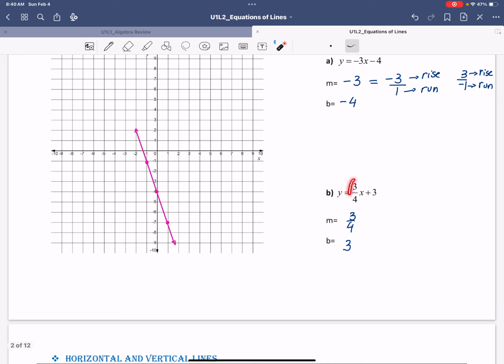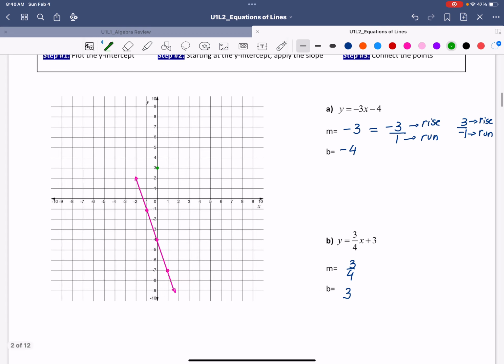This time we have slope equal to 3 over 4 and y-intercept equals 3. So we're going to start off with the y-intercept. Y-intercept is 3, which means the line will pass at y equals 3 on the y-axis. Now we apply the slope from here, which means that we will be rising 3 units and running 4. So rise positive 3 means that we're going up 3, and running positive 4 means we go to the right 4, and that's where we stop.